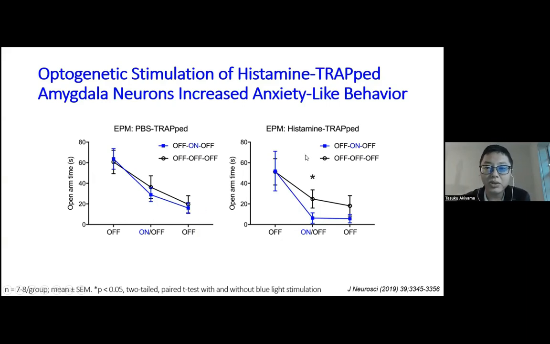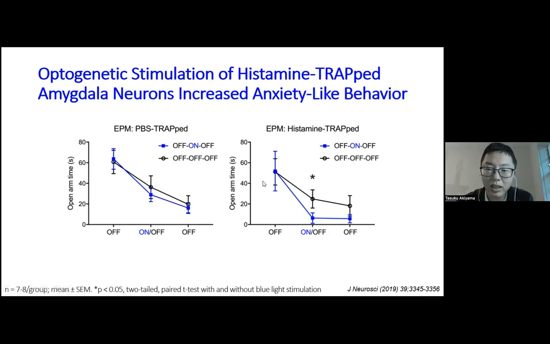The right graph shows the histamine trapped mice. These mice have the light sensitive channel in the histamine responsive amygdala neurons. When we didn't deliver the blue light, the first 3 minutes is about 60, then goes down to 30, and in the third 3 minute period they show only 20 seconds.